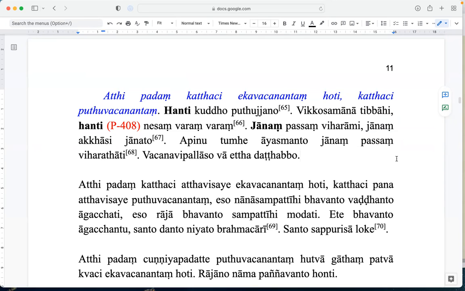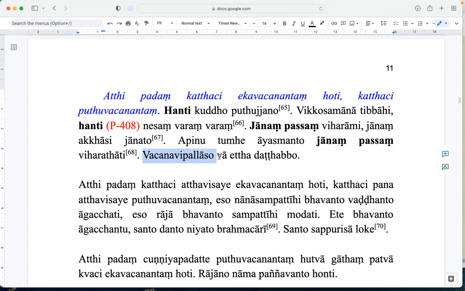Jana Basandi janado. But another example is Abhinu dome ayasamando, Jana Basan viharata. So both examples. In the first example, janando, basando, viharami. In the second example, dome, janando, basando, viharata. So singular. Oh, plural, sorry. Plural.